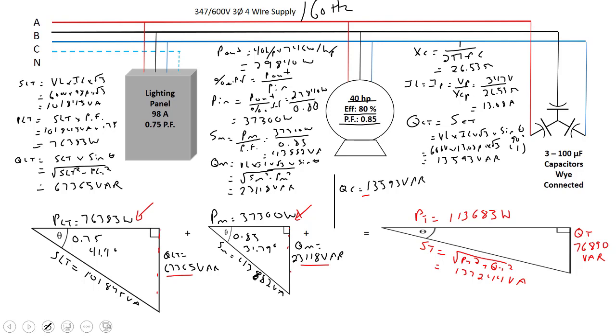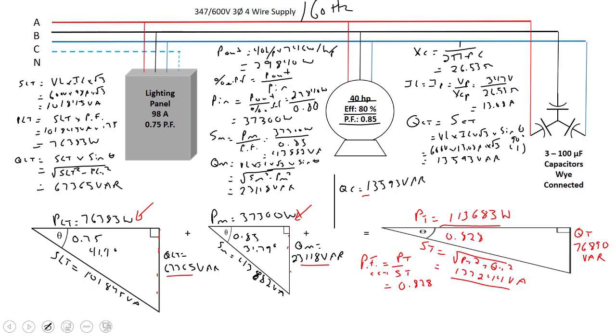What else we could calculate is the total power factor of the circuit. If I want the power factor of the circuit, I have to take the P total and divide it by the S total. So in this case, we've got 113,683 divided by 137,244. And in this circuit, it should come out to about 0.828 for a power factor.